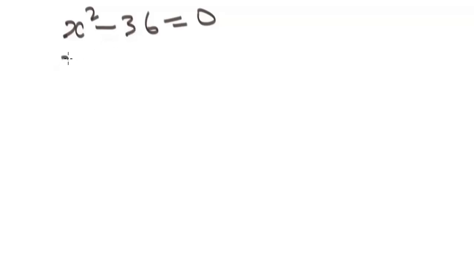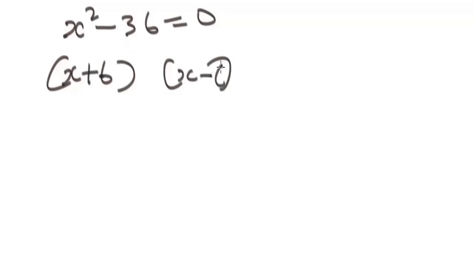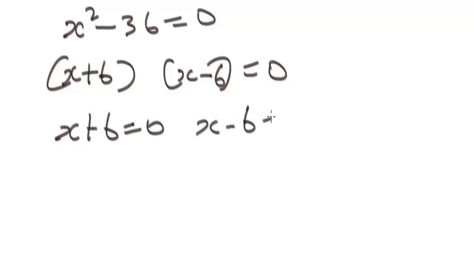So when you do this, you're going to have the square root of x squared is x and the square root of 36 is 6. So we have x plus 6 and x minus 6 equals 0. So you equate each of the factors to 0. So you're going to have x plus 6 equals 0 and x minus 6 equals 0.